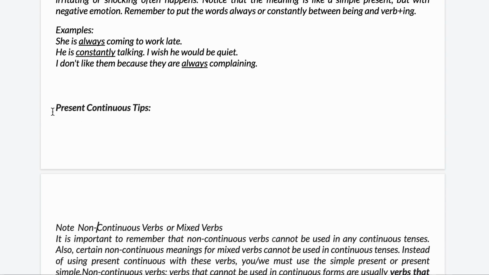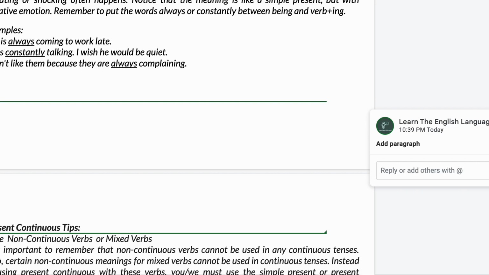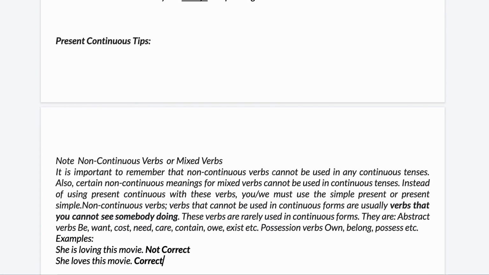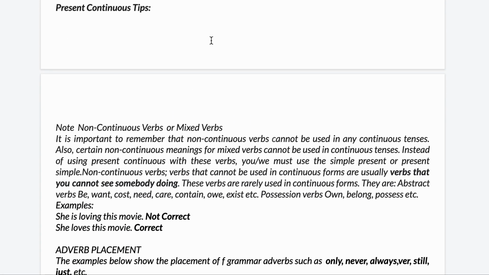Let's talk about present continuous tips. These tips are very important. Why are these very important? Because we need to know these side notes. I told you about the structure of the present continuous. We use subject plus to be verb, which is is, am, are, plus the verb with the ing form. This is the formula for the present continuous tense.